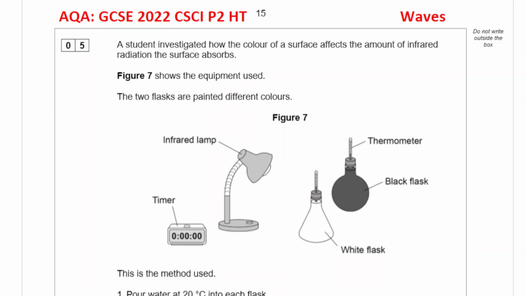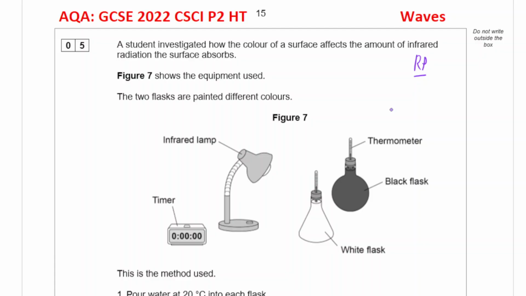In this video, I'm going to go through the AQA Combined Science Physics Paper 2 Higher Tier from 2022. Question number 5 is on the topic of waves. A student investigated how the color of a surface affects the amount of infrared radiation the surface absorbs. This is actually a required practical question. Figure 7 shows the equipment used.